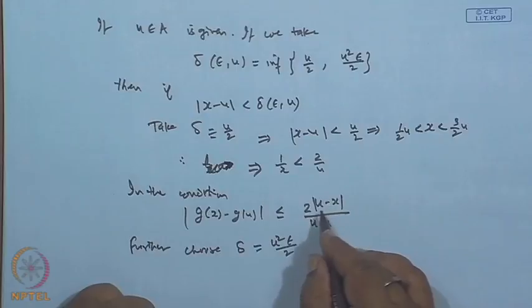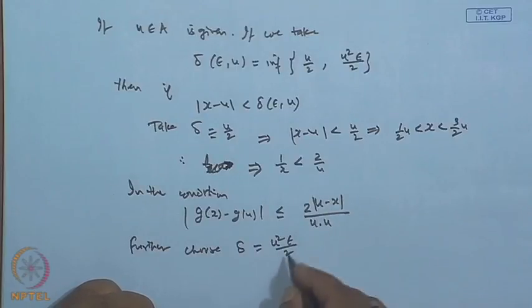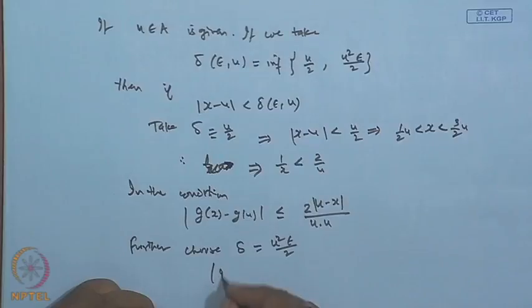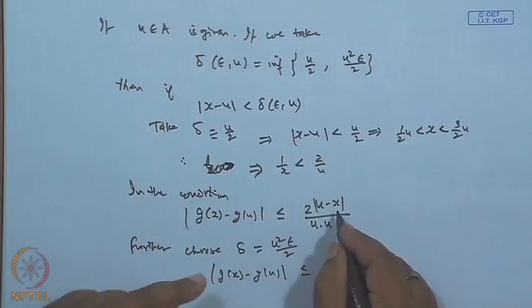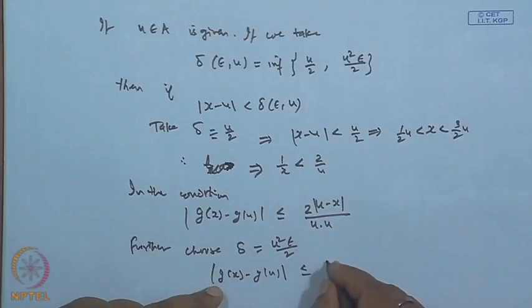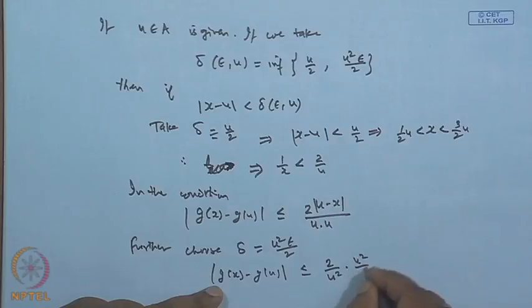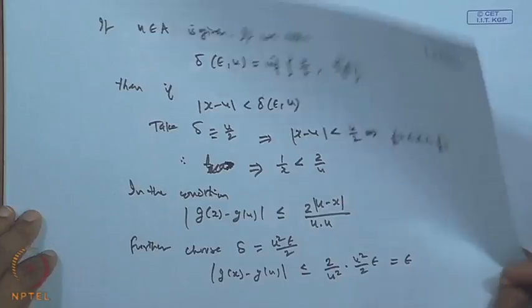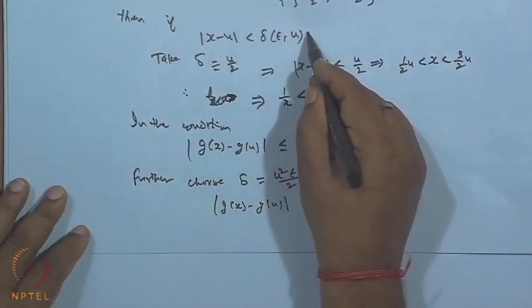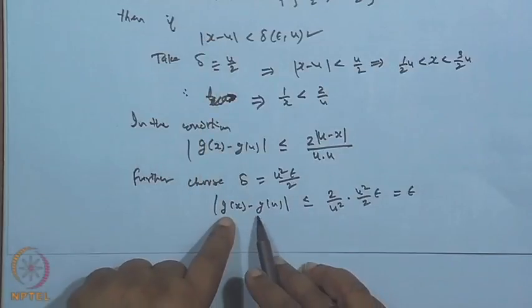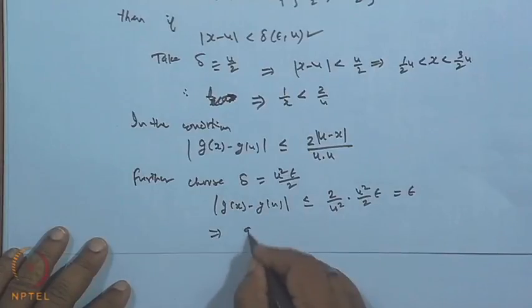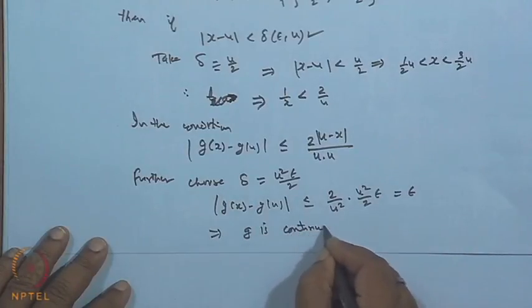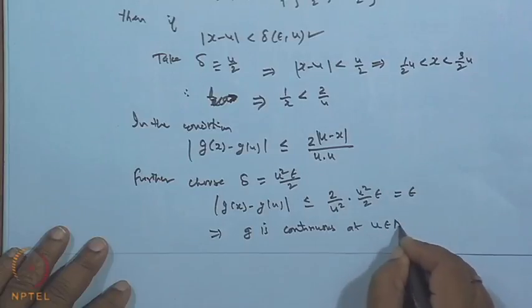What we get is that mod of g(x) minus g(u) is less than or equal to, with mod of u minus x less than delta, 2/u squared into u squared epsilon/2, that is epsilon. So this holds that if mod of x minus u is less than delta for all such x, then mod of g(x) minus g(u) will be less than epsilon, and this is true. So, this shows that g is continuous at u belonging to A.